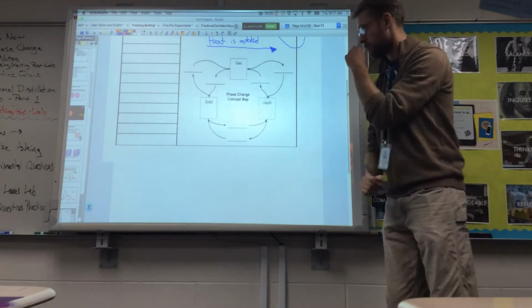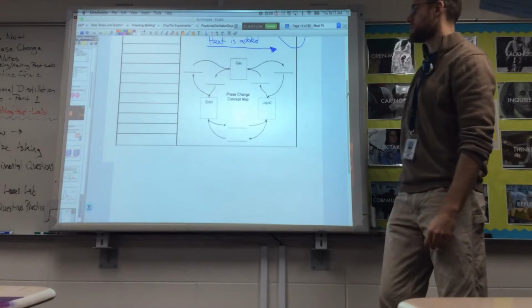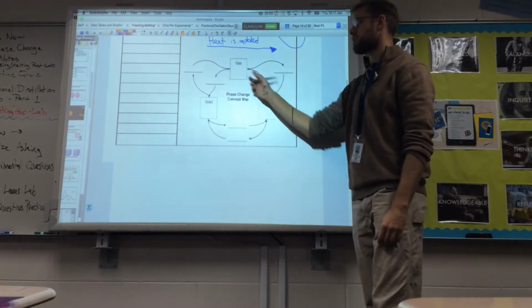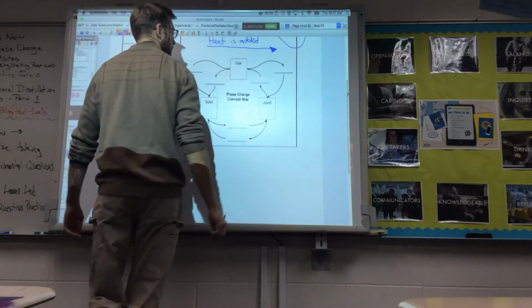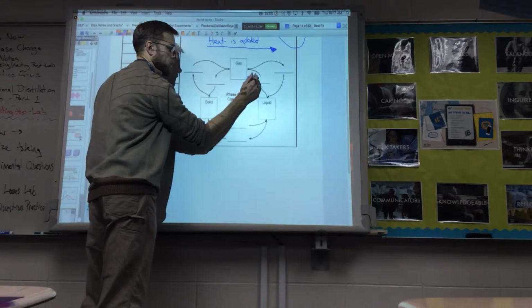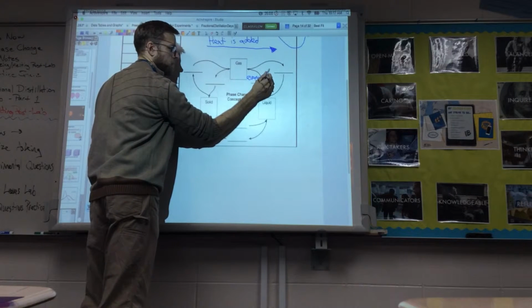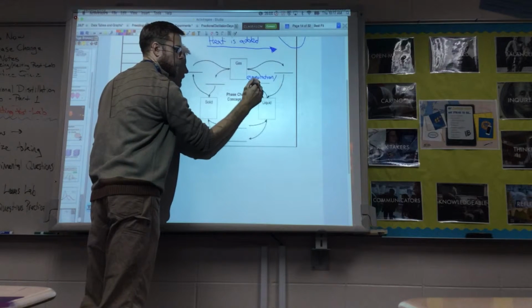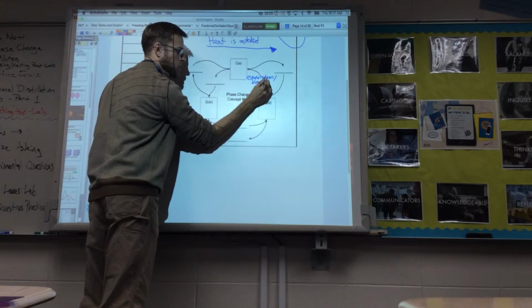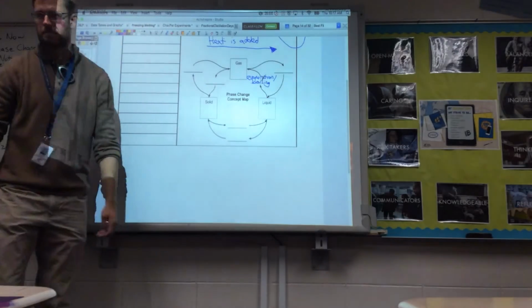Particulate level matter. Let's do a quick review. This is a review for you guys. When you take a liquid and you turn it into a gas, what do we call that? Shout it out. Evaporation. Or, what if we do it real fast on a hot plate? Boiling.